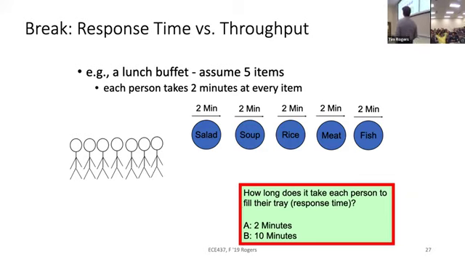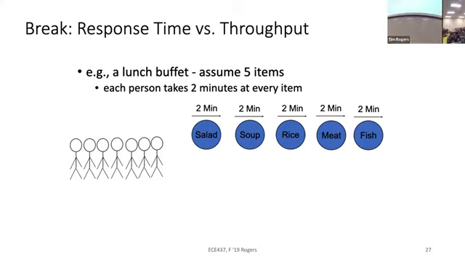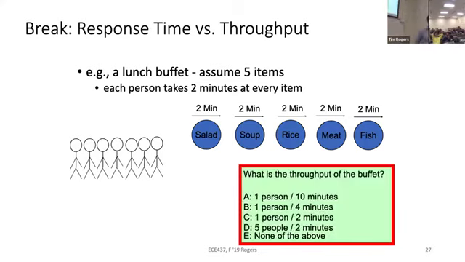How long does it take each person to fill their tray? What is the response time here? 10 minutes. 10 seconds. Okay. 10 seconds. What is the throughput of the buffet? Same. One person every 2 minutes.